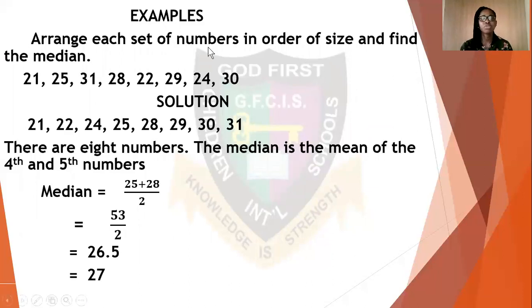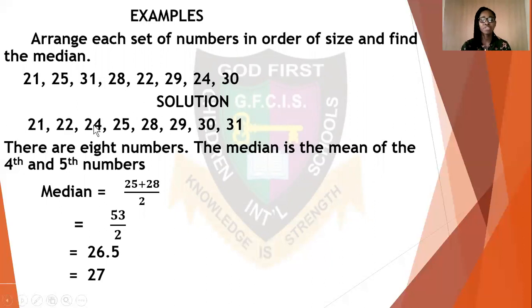Arrange each set of numbers in order of size and find the median. We have the numbers 21, 25, 31, 28, 22, 29, 24, and 30.